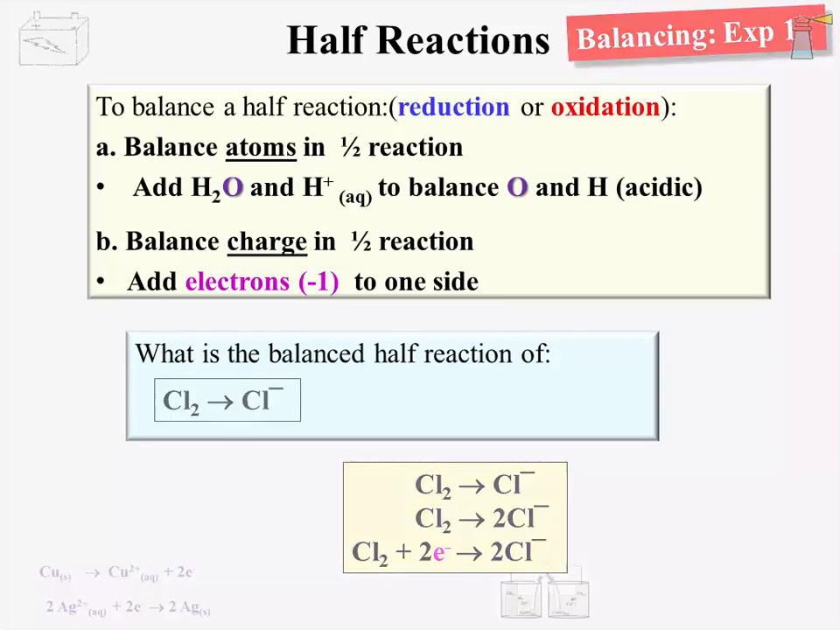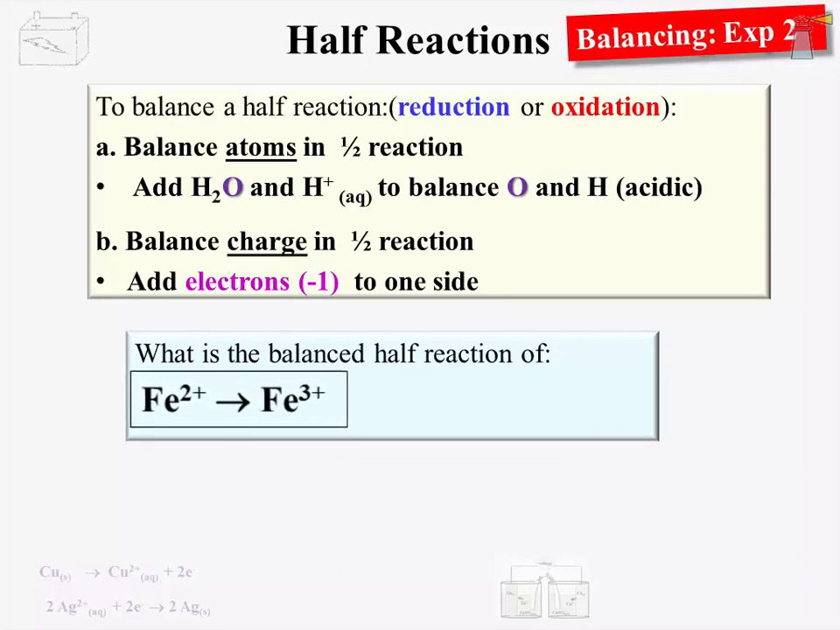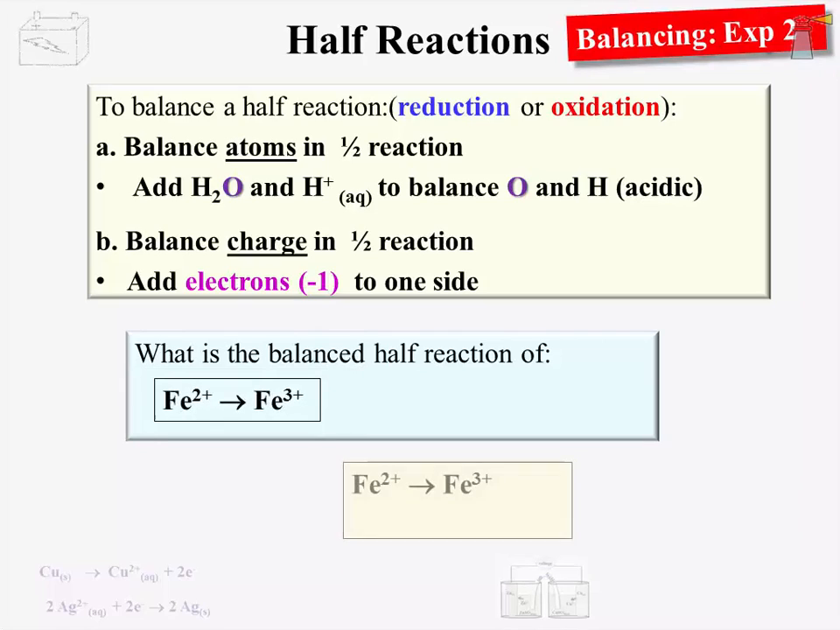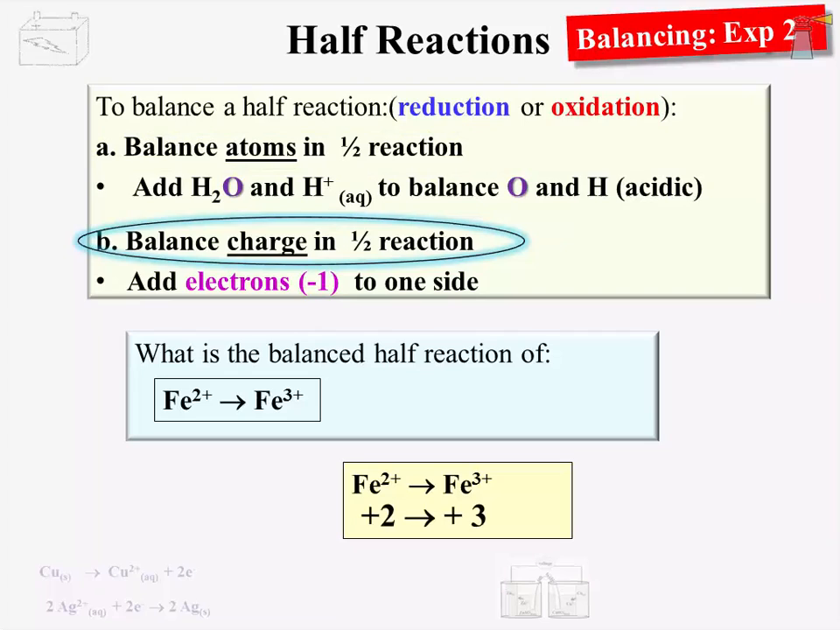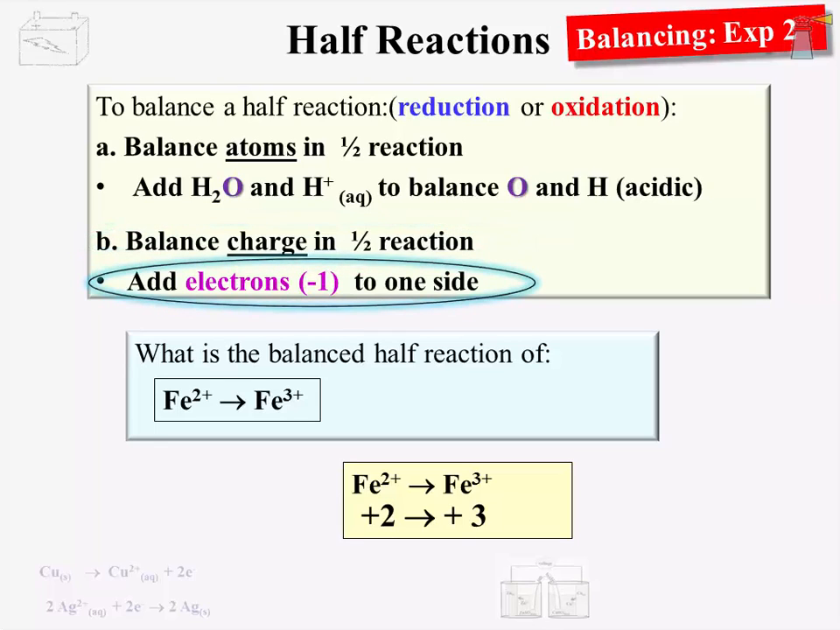How about balancing the Fe2 to Fe3 equation? This one starts out easy enough because the atoms are already balanced. Charge, however, is not balanced. The reactant side has a +2 charge, while the product side has a +3 charge. It would be nice to be able to add an additional positive charge to the reactant side, but that is not an option. Only negatively charged electrons can be added.